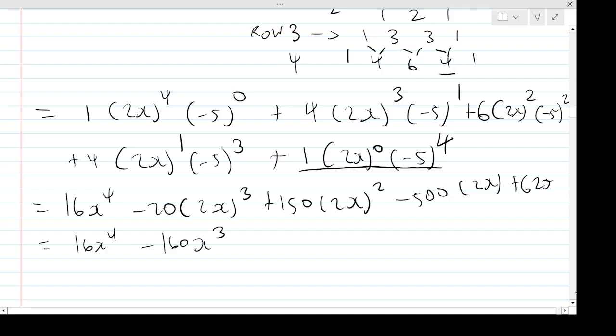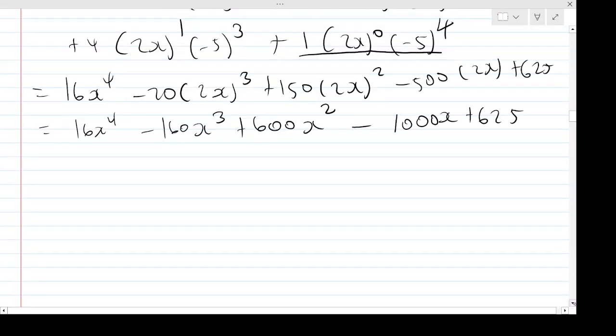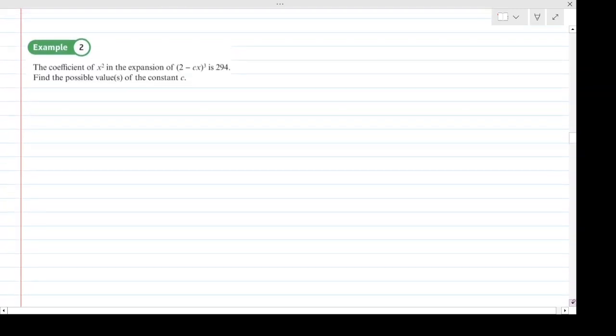Now 2x squared is 4x squared. So 4 times 150 is 600, and then 600x squared. Then we have minus 500 times 2x, and that'd be 1000x. And then we have plus 625. There we are. So that's our full expansion. Cool. Now, if you did 4 brackets, that would take longer, let's just say. But there we are. Let's have a look at this example then.